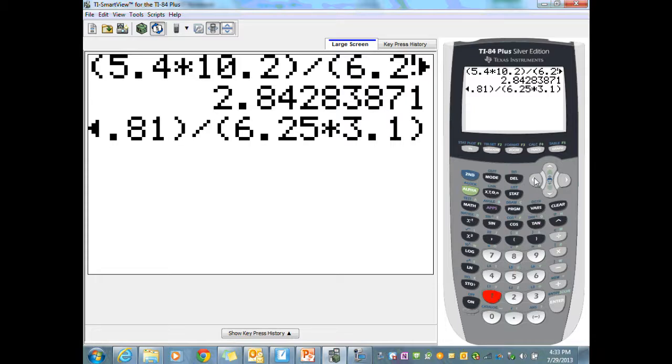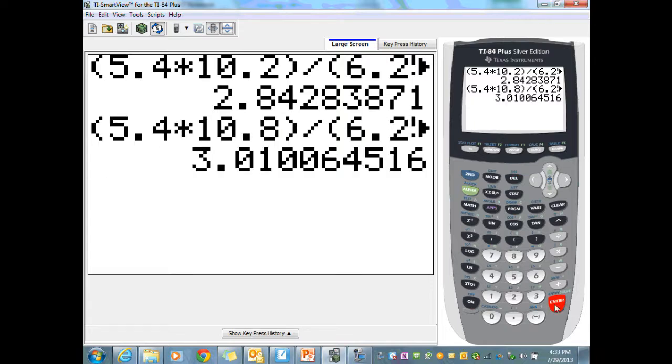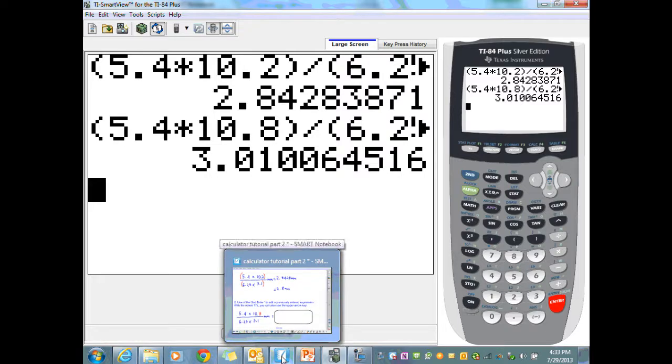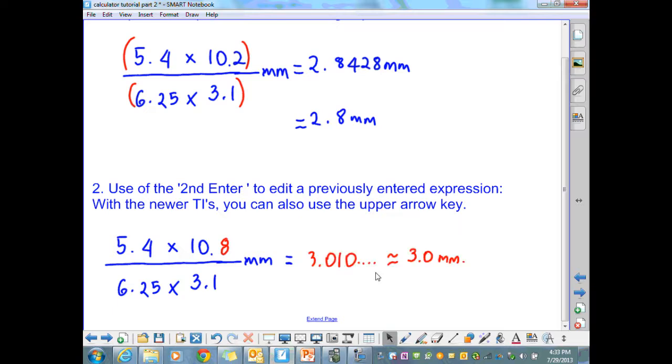But for this question, I just want to change the 0.2 to a 0.8. I can delete that extra 1 there, and now we can simply press enter, and there we have the correction after changing one decimal. So 3.01 is the answer for our new question. And to two significant figures, that also will be 3.0 millimeters.